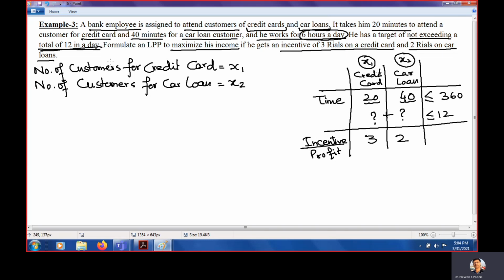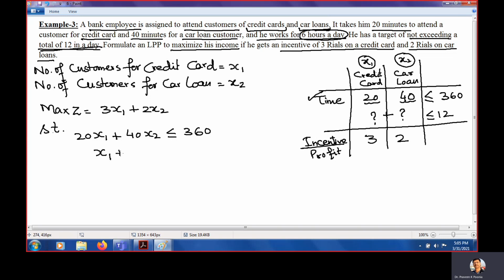Okay. Now we are writing the formulation. Maximize his income. So it is max Z equals 3x1 plus 2x2. Subject to. Now write the time constraint. It is 20x1 plus 40x2, and this should not cross 360 minutes. This is the condition.